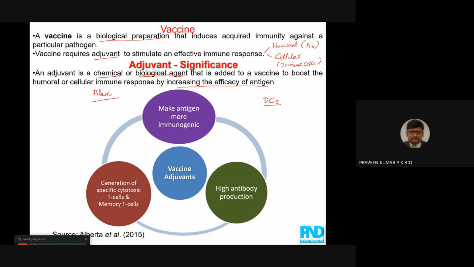So the purpose is to increase the efficacy of antigen. Where can we get this antigen? Where can we get these antigens? To know more about this, can we discuss the subsequent slides?